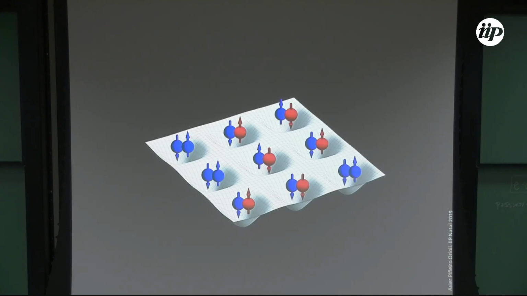2 atoms per lattice site. I'm going to put here, filled with 2 atoms per lattice site. And we are going to assume that the atoms are very tightly trapped, so that the atoms occupy only the motional ground state of the lattice, and such that tunneling between different sites is suppressed.